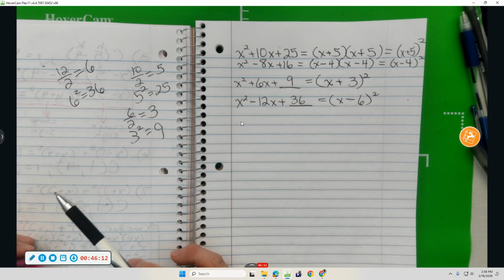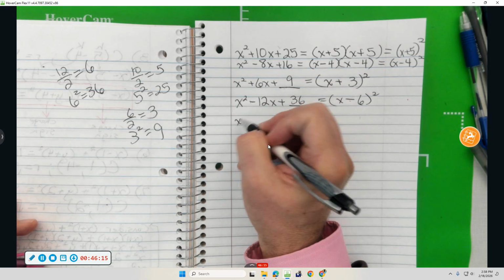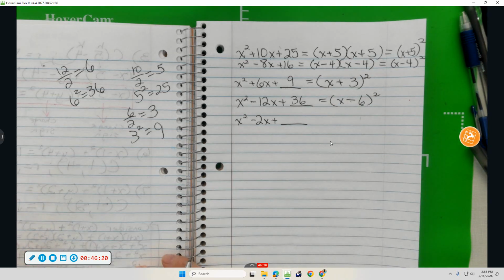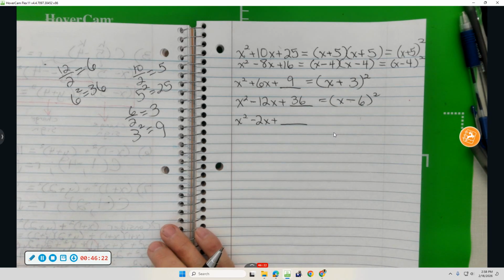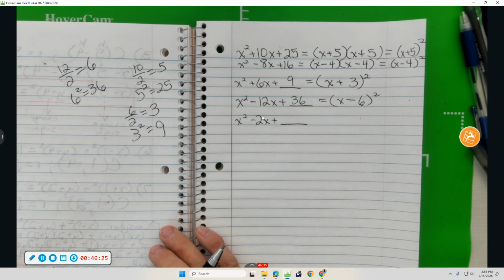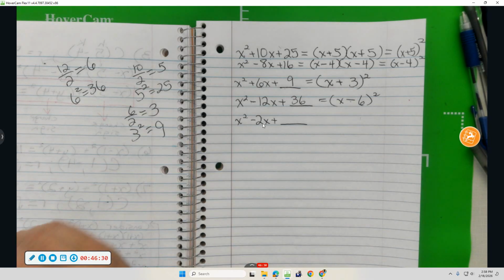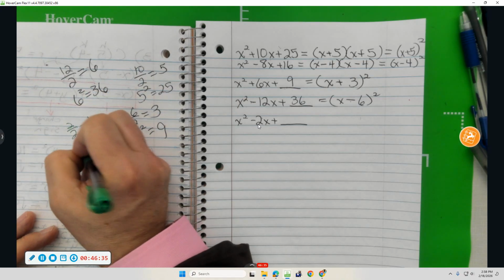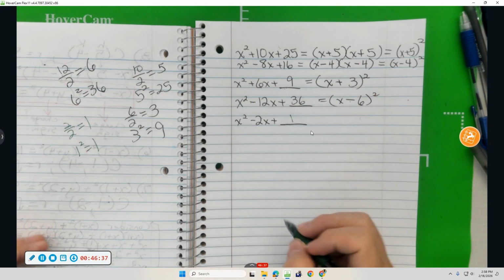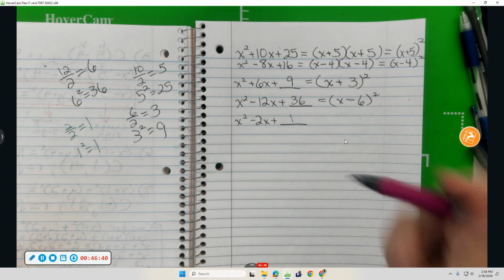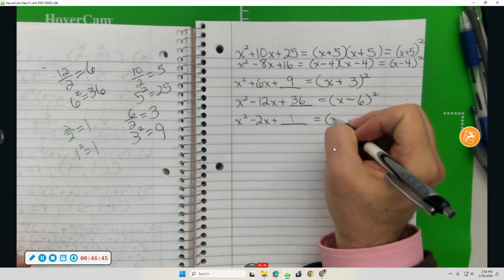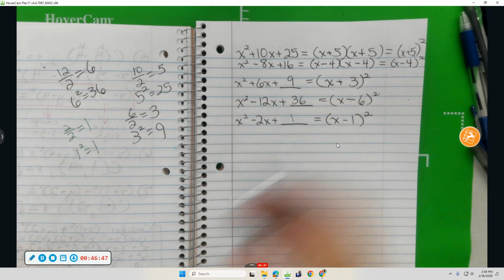What about x squared minus 2x? What number would I need there to create a perfect square? Half of 2 is 1. 1 squared is 1. So we add the 1, and how will that factor? X minus 1 quantity squared.